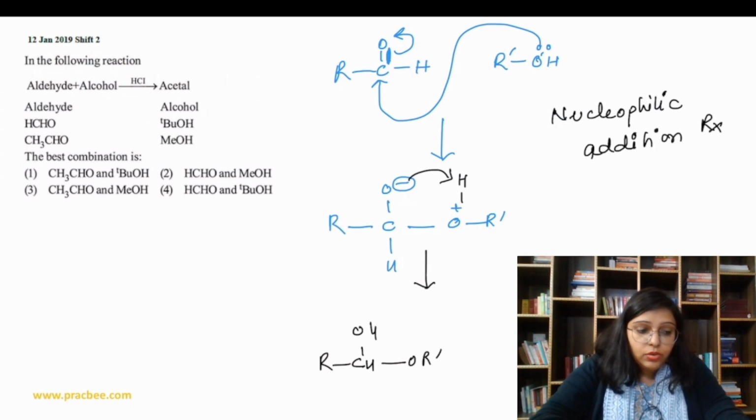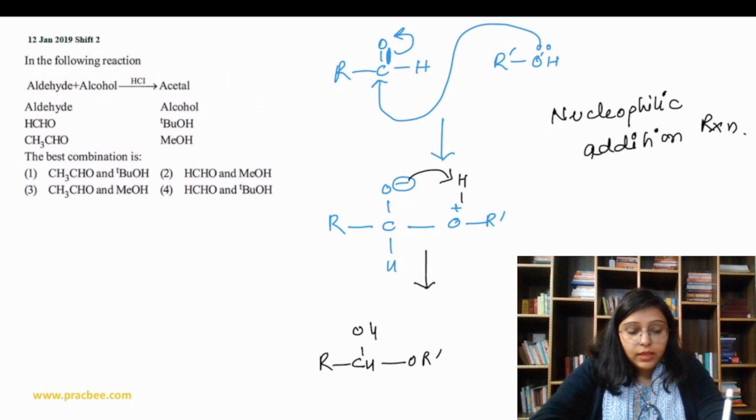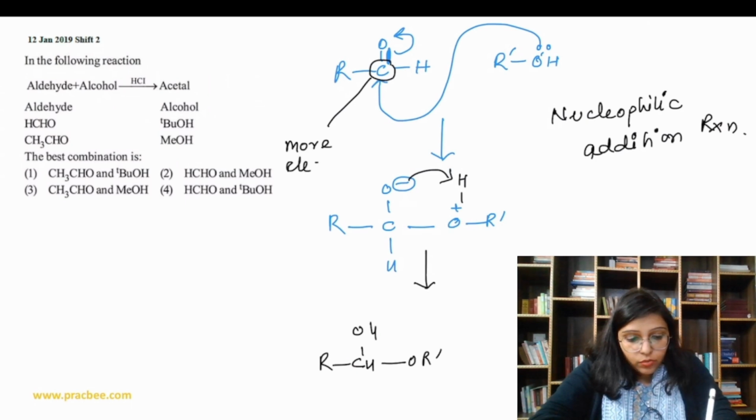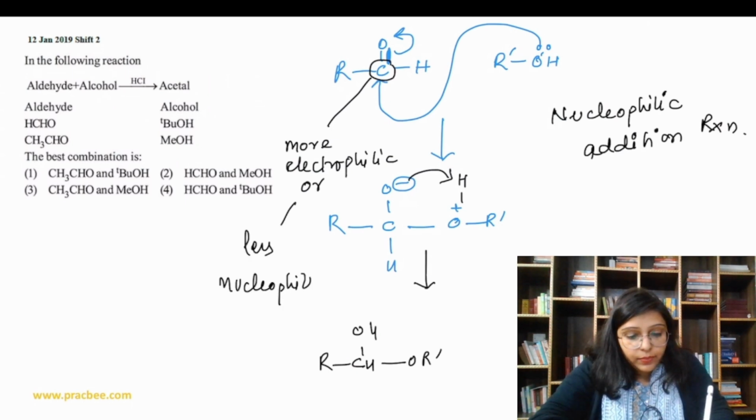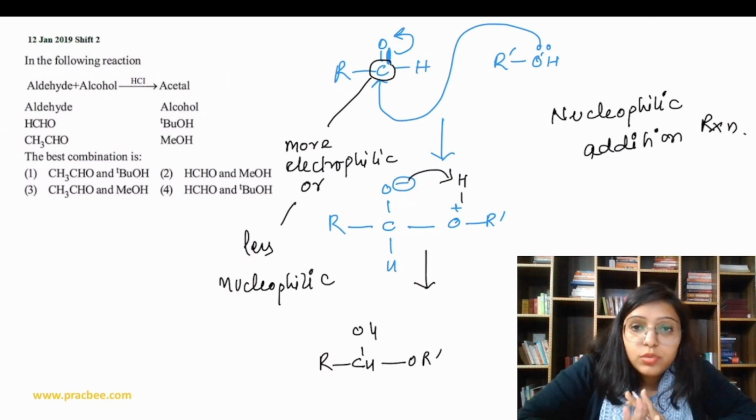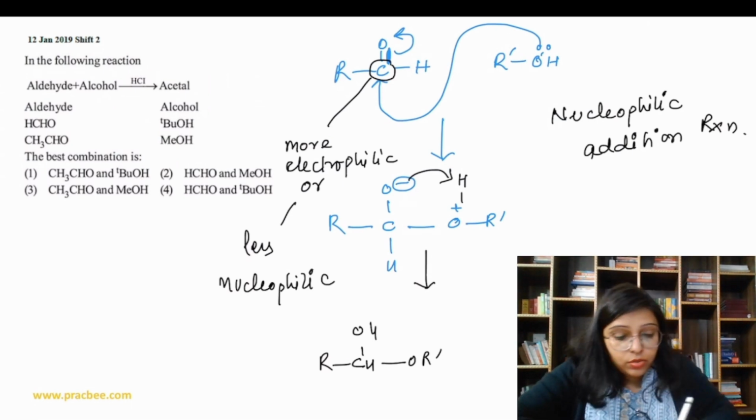Now the nucleophilic attack is on the aldehyde. It means this carbon should be more electrophilic, or less nucleophilic. Then only it is possible, right? So see, we have to choose the aldehyde and the alcohol. So we have two aldehydes: HCHO and CH3CHO.